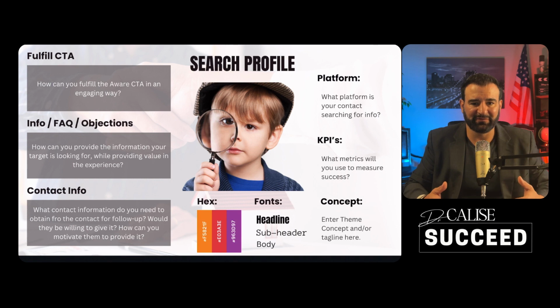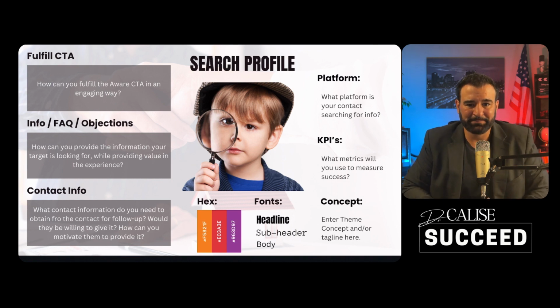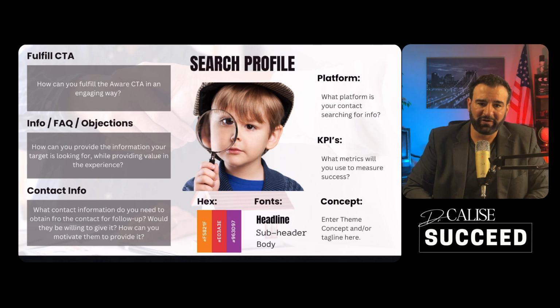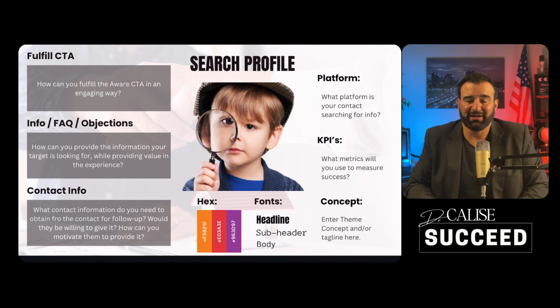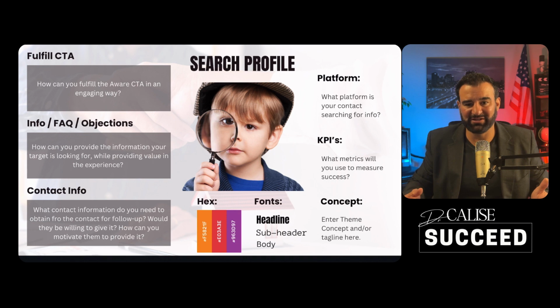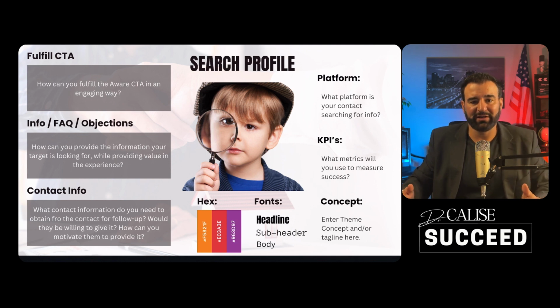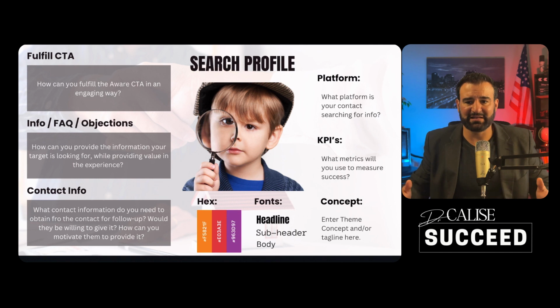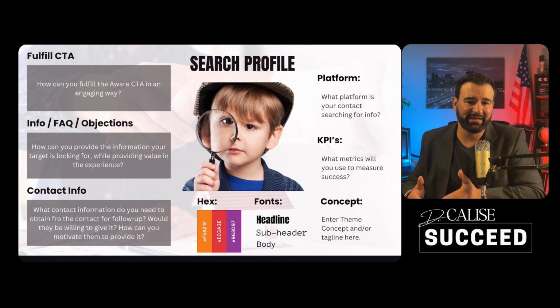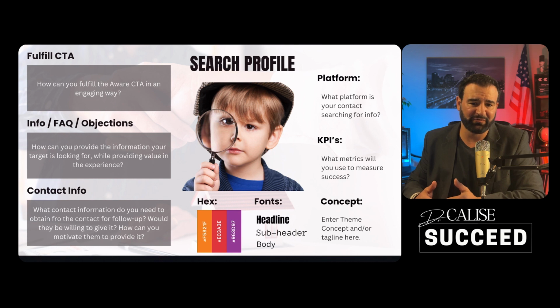Next, contact information. How can I get their contact information? Is it realistic that they will provide me with that contact information? How can I motivate them to provide it? Is it as simple as fulfilling the CTA? All right. Platform, where is my target audience searching? Is it the web? Is it social? Is it in person? What is the platform where my target audience is actively searching for information? KPIs, you're going to see this in every single stage. What are the core KPIs, the key performance indicators?